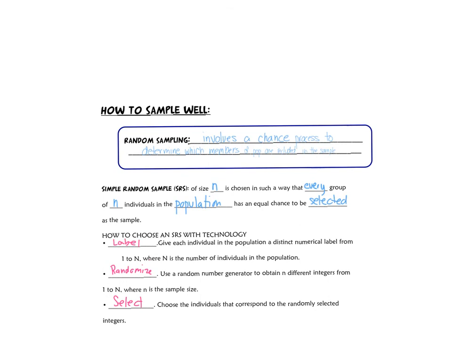So I'm going to use a random number generator to obtain n different integers from 1 to N, where n is the sample size. So in this case, 3 different integers I would have technology give me. And then I'll select the individuals that correspond to the randomly selected integers.